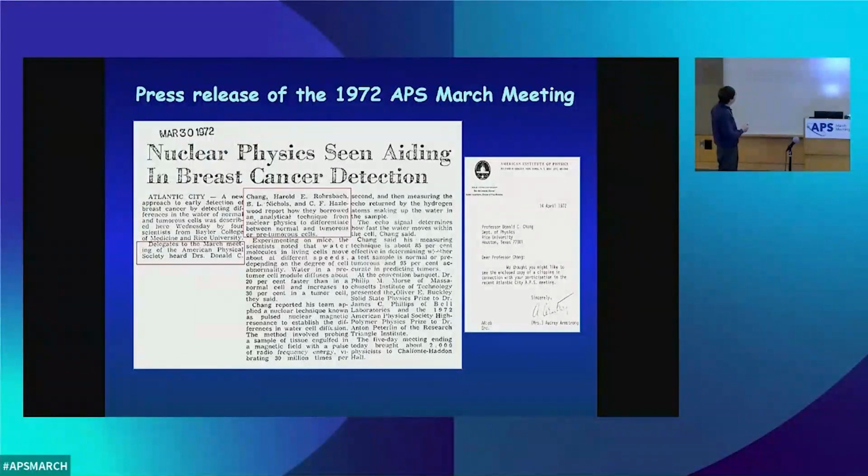So in fact, our study was reported at the 1972 APS March Meeting, which was held in Atlantic City in New Jersey. After the meeting, the APS officer sent me a news clip, their press release. The title is very impressive: "Nuclear physics aiding in breast cancer detection." This is a very attractive title. Actually, it took me some time to realize why they did that, because we are not the big guys, so why did they pick our study as the feature report? There was a reason in it.